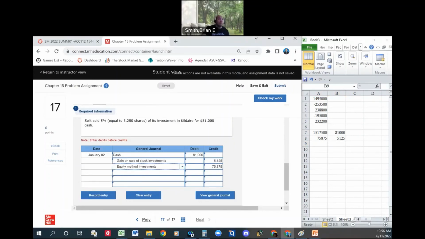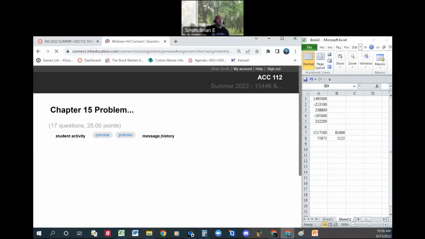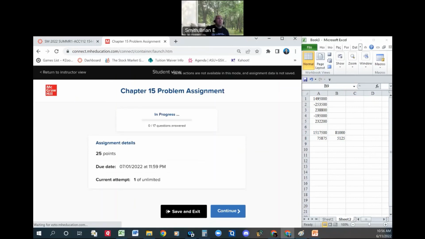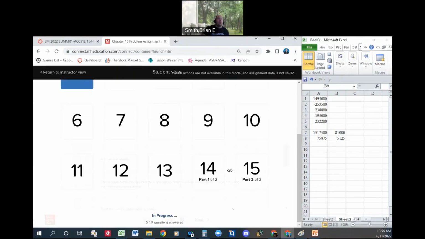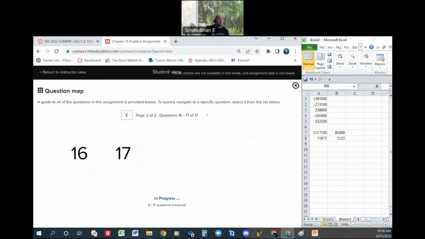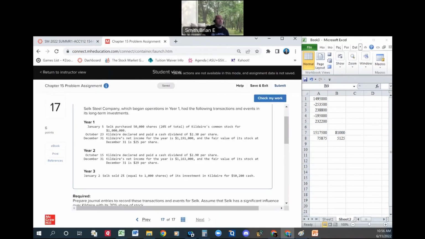Let's check our work. I already have this assignment open. You got to be kidding me. Continue, and we're going to start all over again. This is not cool. And if the numbers are different, are the numbers different? Yep. Well, anyway, you're going to have to take my word for it. I'm not doing it all again.